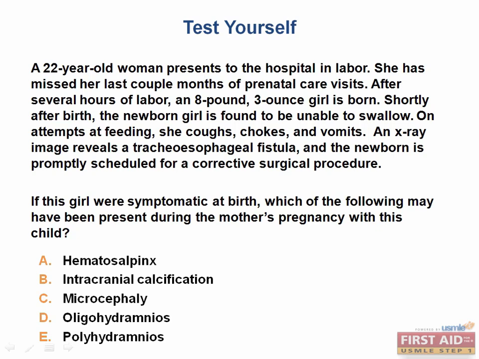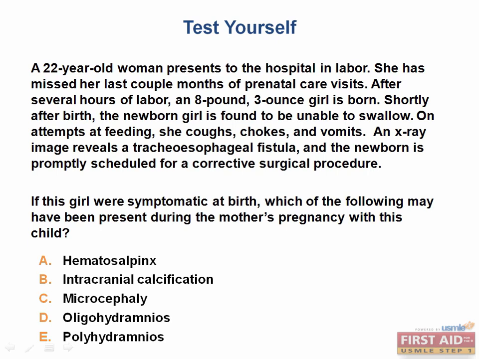A 22-year-old woman presents to the hospital in labor. She has missed her last couple of months of prenatal care visits. After several hours of labor, an 8-pound, 3-ounce girl is born. Shortly after birth, the newborn girl is found to be unable to swallow. On attempts at feeding, she coughs, chokes, and vomits. An X-ray image reveals a tracheoesophageal fistula, and the newborn is promptly scheduled for a corrective surgical procedure.